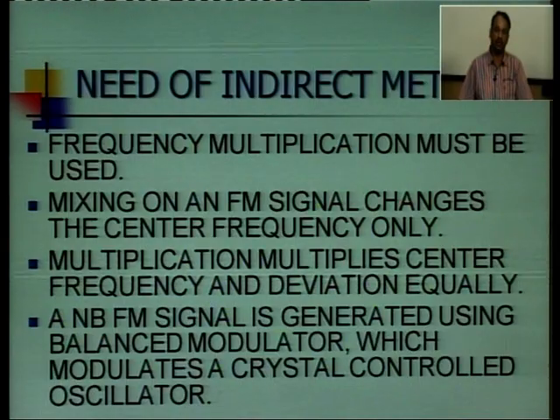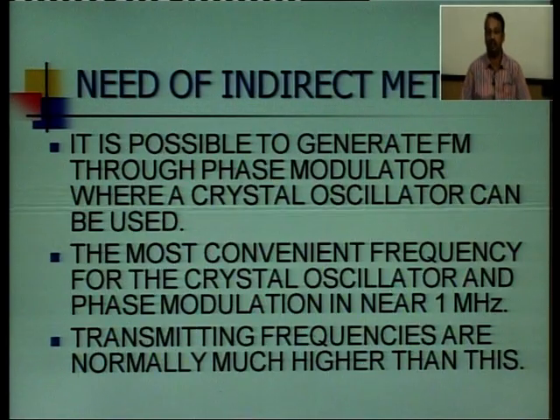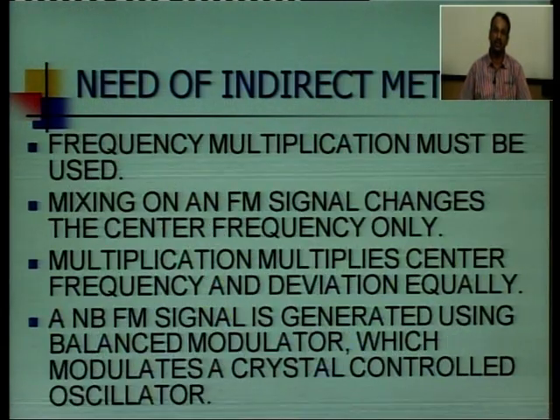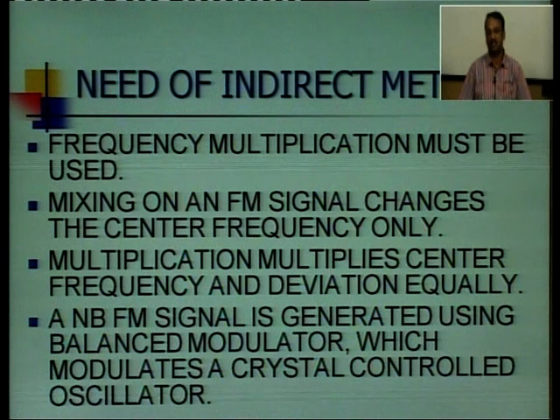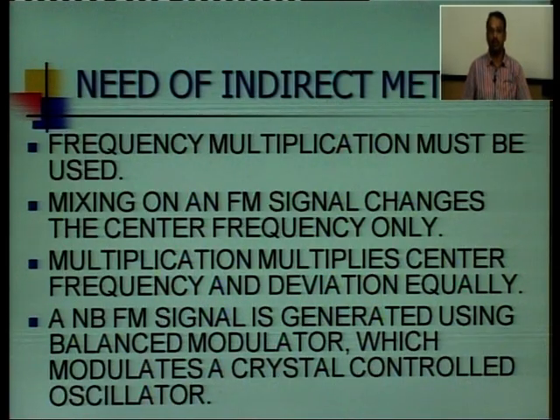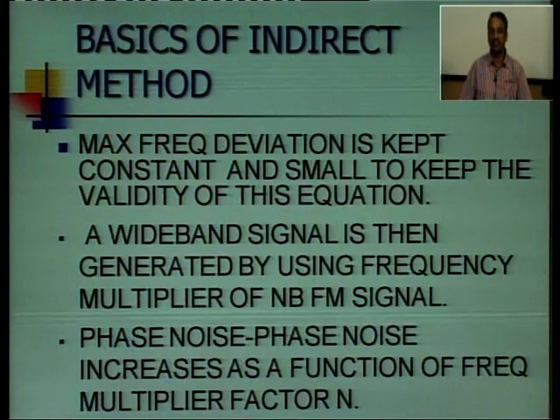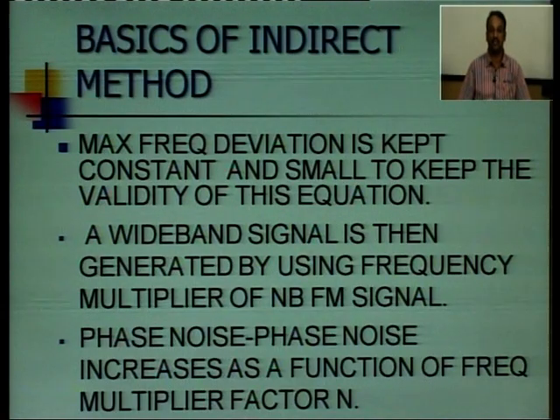So, there are some requirements: the frequency must be near 1 megahertz, whereas transmitting frequencies are much higher than this frequency. So, in this case frequency multiplication must be used. Frequency multiplication is applied to center frequency as well as to deviation. We get a narrow band FM signal, which is used in a balanced modulator to modulate a crystal controlled oscillator. In this case, the maximum frequency deviation is kept constant and small to keep this equation valid.